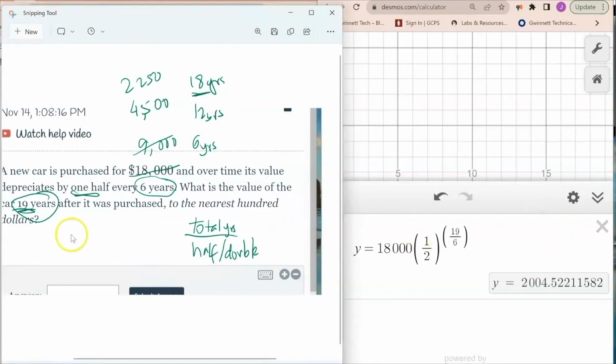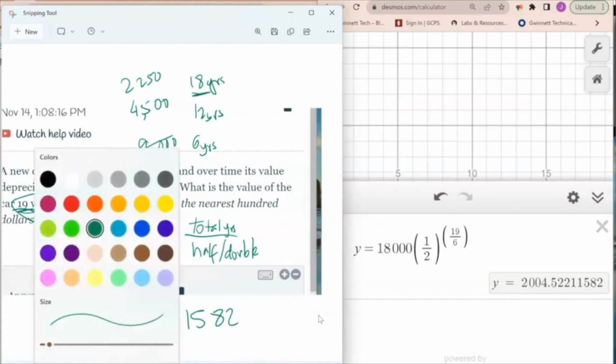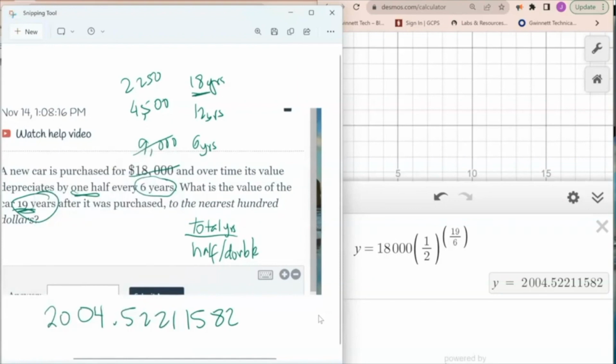Okay, so to the nearest $100. Okay, so this number is 2004.5221158. All right, nearest $100. Remember what we were talking about, okay, in class. This is the nearest dollar, the nearest tens of dollars, the nearest hundreds of dollars. So this is really what I'm looking for. Nearest hundreds of dollars is right here. Okay, because it's 2,000, no hundreds, no tens, and $4.